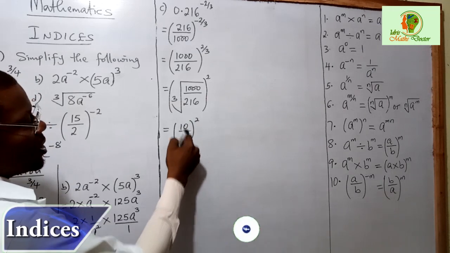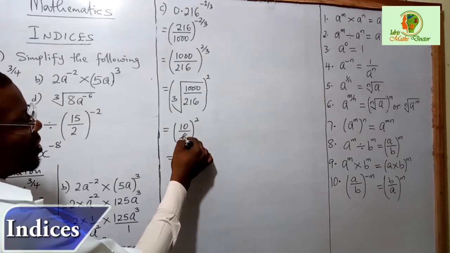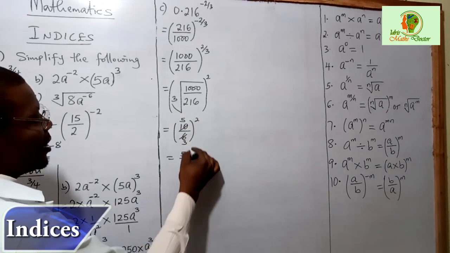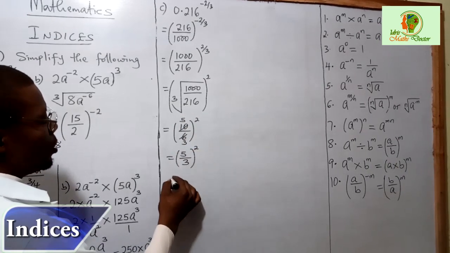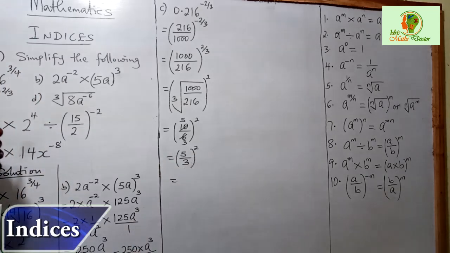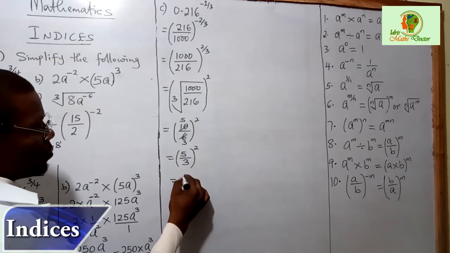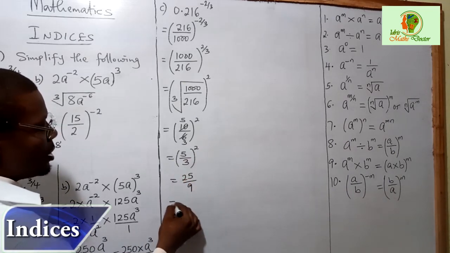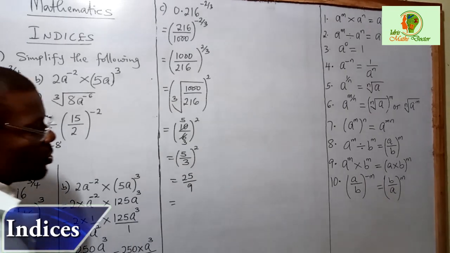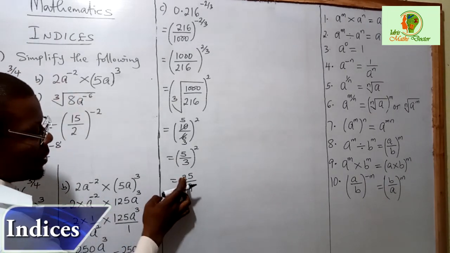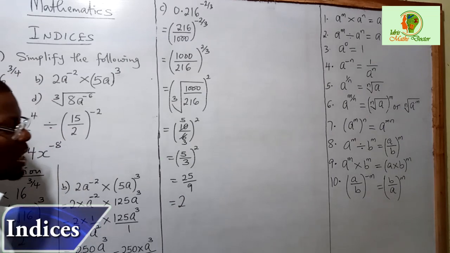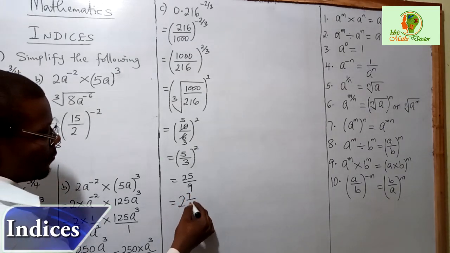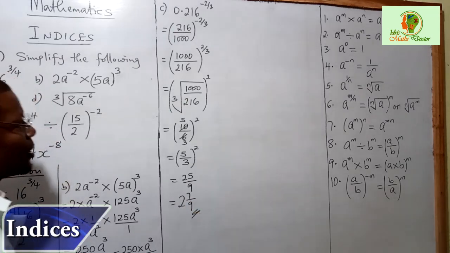We can reduce this to its lowest term: 2 here, 3; 2 here, 5. So we have 5 over 3 raised to power 2. Now, the 2 affects everything inside the bracket. 5 raised to power 2 is 25, and 3 raised to power 2 is 9. Changing this to a mixed number, how many 9s can we get in 25? That is 2, and 2 times 9 is 18. That means we have a remainder of 7, so 2 and 7 over 9. Answer: D.